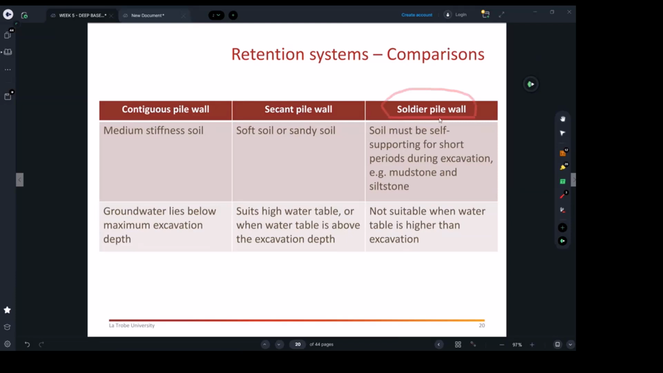Soldier piles are widely spaced from each other, so definitely the soil must be self-supporting. Who is really going to determine this for you? It is the soil report, and that is also what will be advised by the engineer. The engineer will rely on the soil report, and you are just building what is specified.